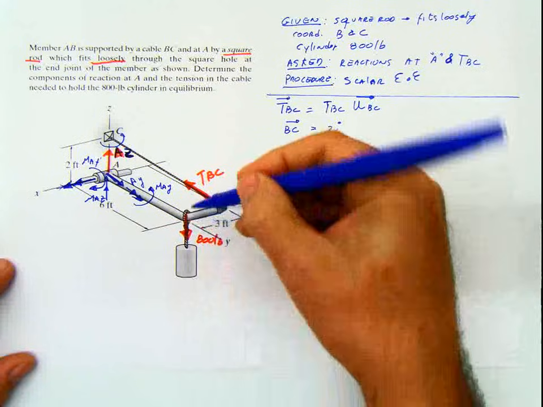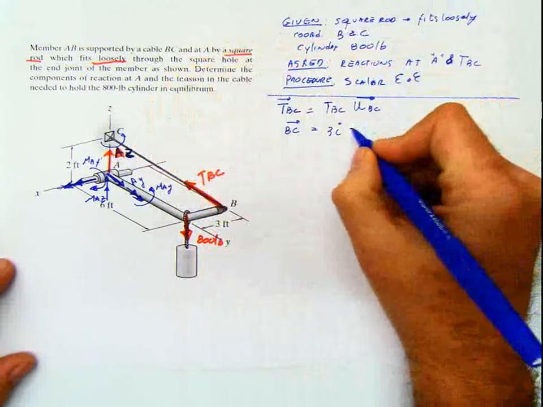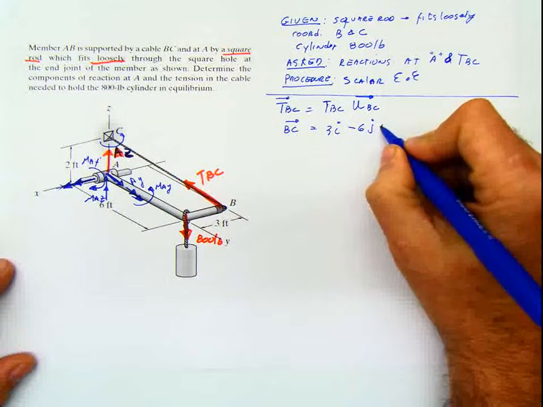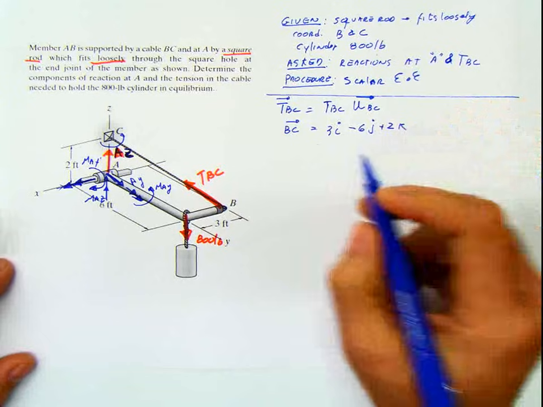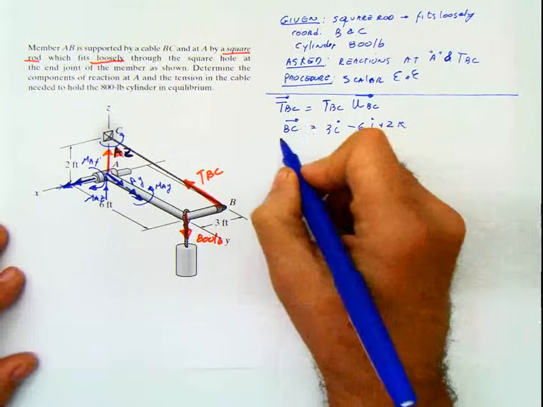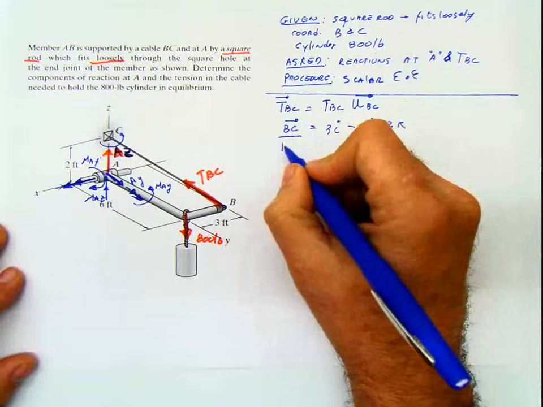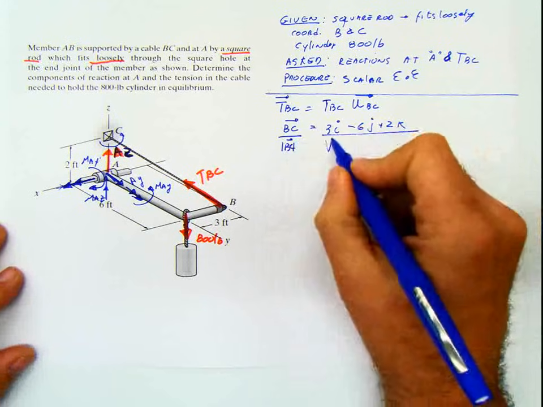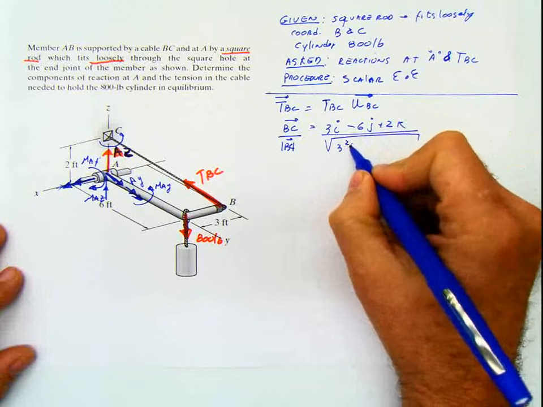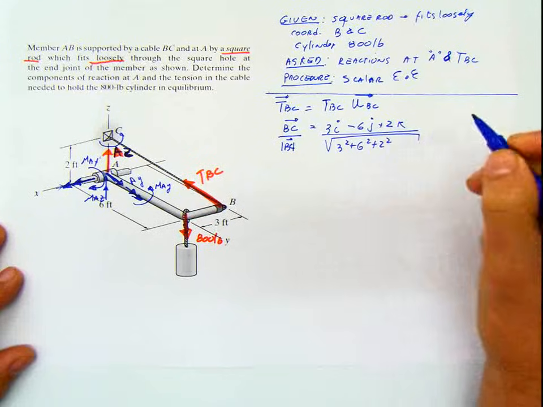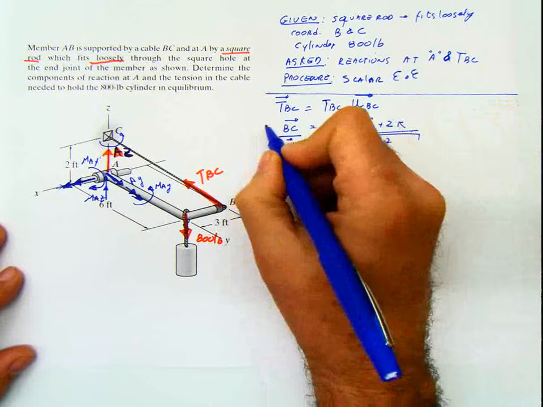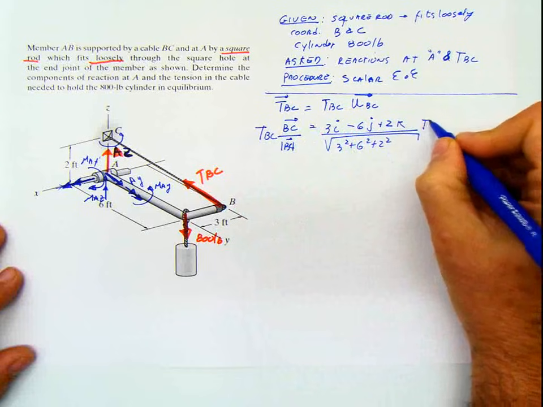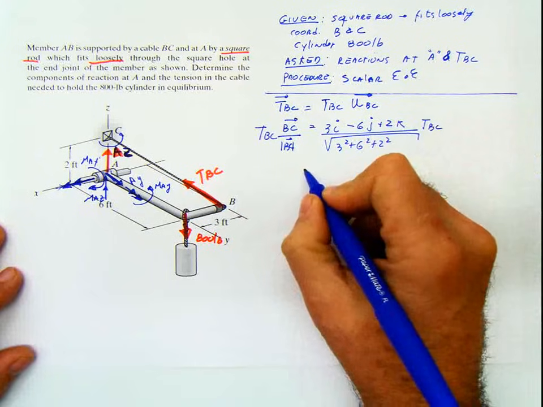I'm going to go in the y direction -6, and up +2 in the k direction. But this is just the position vector. That position vector, remember, has to be divided by the magnitude of the position vector, which is the square root of 3 squared plus 6 squared plus 2 squared. And if I multiply that by TBC as a magnitude, that's going to give me whatever the vector TBC is, or the force TBC is.